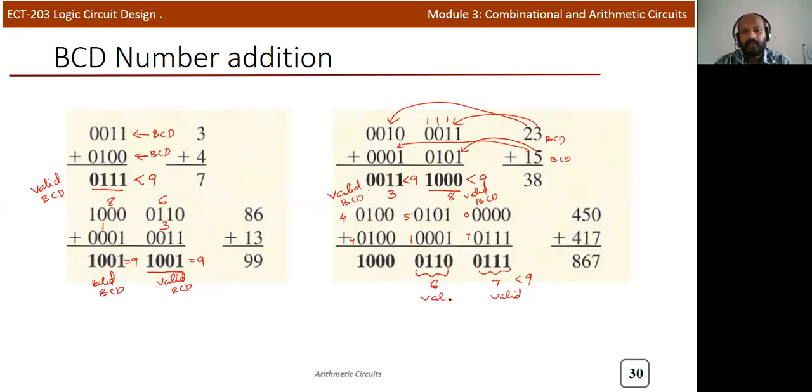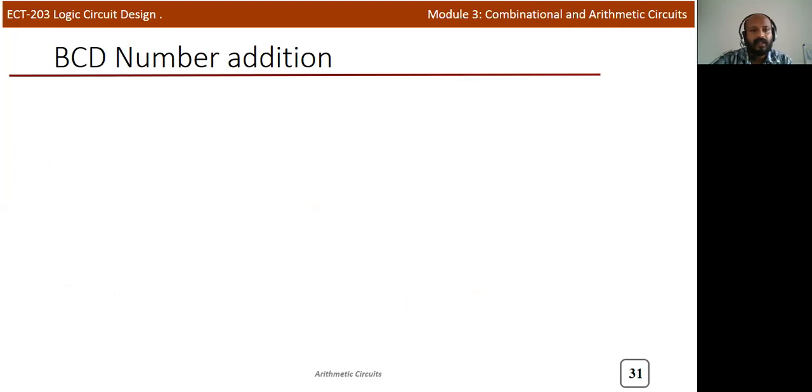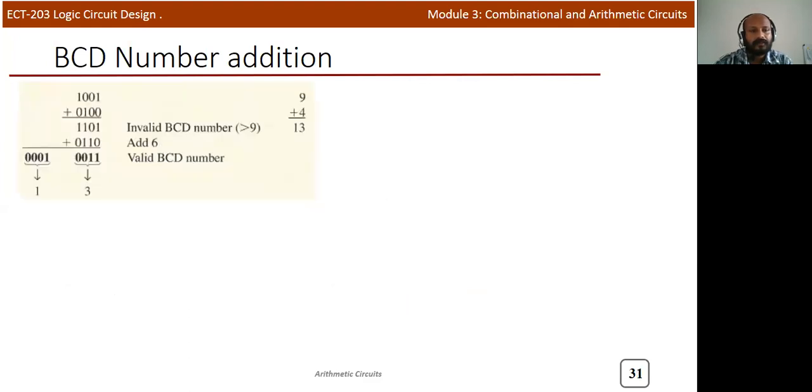Again it's a valid value. Here you are getting 8. So again valid. So in all these cases, after addition you are getting the result which is less than or equal to 9. So it's a valid case. Valid BCD result you will get. Now we'll check another case.